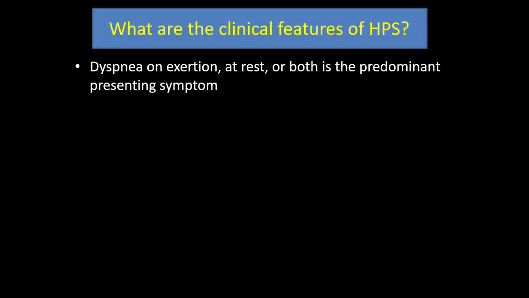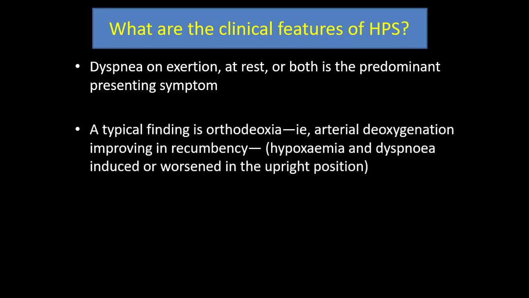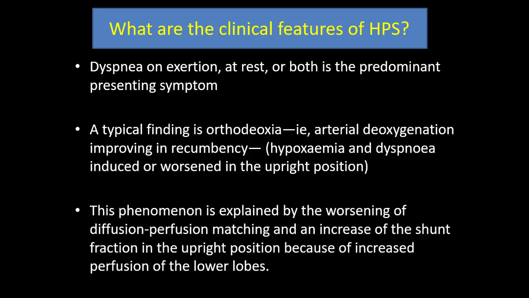So what are the features of HPS? There is dyspnea on exertion, at rest, or both. The typical finding is orthodeoxia, that is, arterial deoxygenation improving in recumbency. So hypoxia and dyspnea are induced or worsened in an upright position. We all know this. This phenomenon is explained by the worsening of diffusion-perfusion mismatching and an increase in the shunt fraction in the upright position because of increased perfusion to the lower lobes.